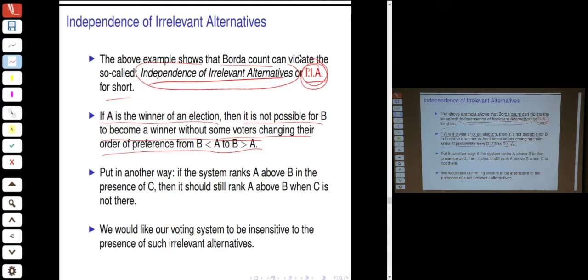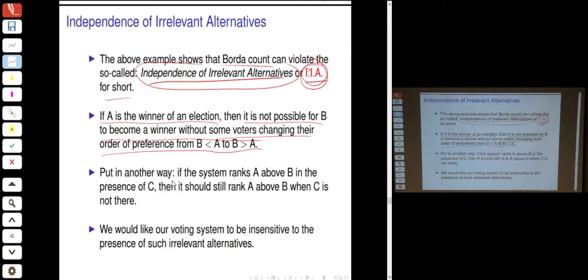What IIA is telling you is that a good voting method or a good social choice function should have the property that the final outcome of the elections should be independent of the irrelevant alternatives. So the irrelevant alternatives and their relative order should not matter in the determination of the final outcome, should not affect the final outcome. Okay? So that is independence of irrelevant alternatives.